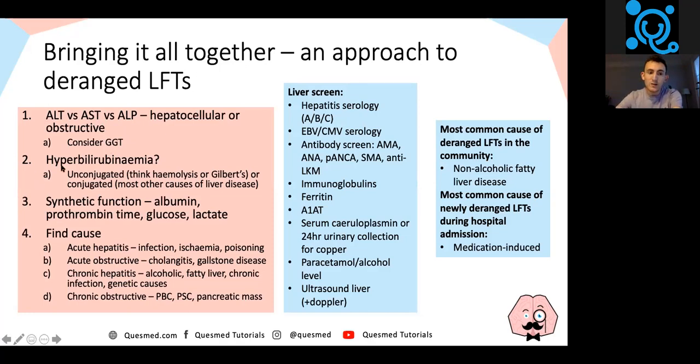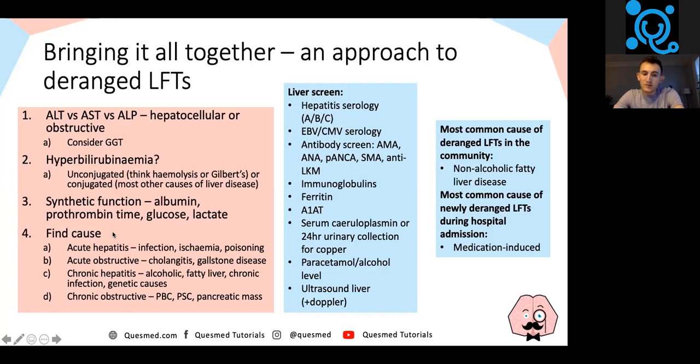And then look at the bilirubin, see if they've got a hyperbilirubinemia, and think about whether this is unconjugated, due to hemolysis or Gilbert syndrome, or whether it's conjugated, which is most other causes of liver disease. And remember, we can do the urinalysis thing, where conjugated bilirubin is water soluble and unconjugated is not. And then number 3, think about the liver's synthetic function. So is the synthetic function affected? You can measure the albumin, you can look at the INR or prothrombin time, and you can look at things like glucose and lactate as well. And then number 4, find the cause.